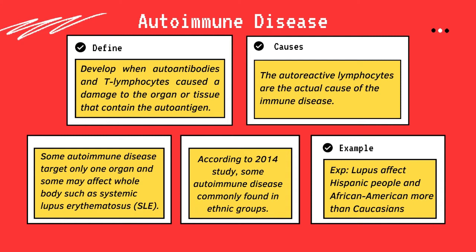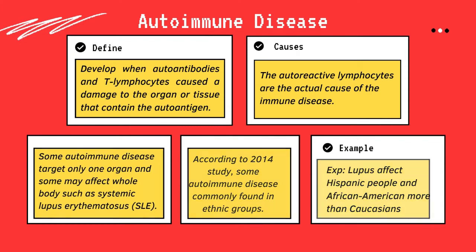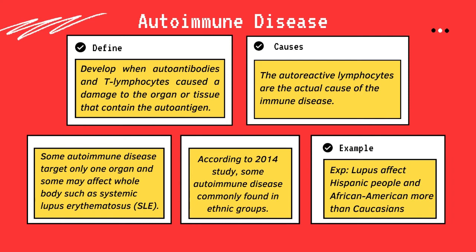Autoimmune diseases develop when the autoantibodies and the T lymphocytes in our body cause damage to the organ or tissue that contains the autoantigen. So, the autoreactive lymphocytes are the actual cause of the disease. Some autoimmune diseases target only one organ, while some may affect the whole body, such as systemic lupus erythematosus, which is known as SLE.